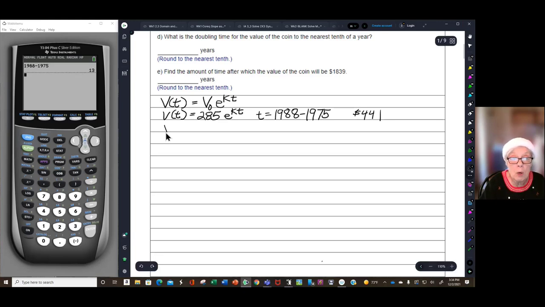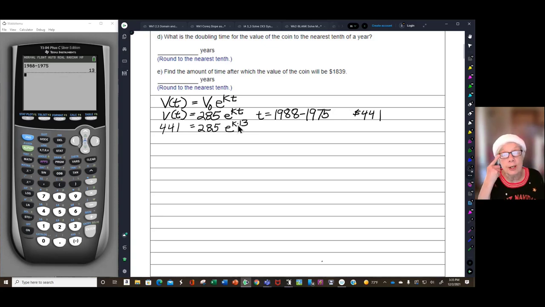All right, so that'll give us what? This will give us 441 equals 285 times e to the k times 13, because the price was 441 after 13 years. All right, now I have an equation here. I have an exponential equation.